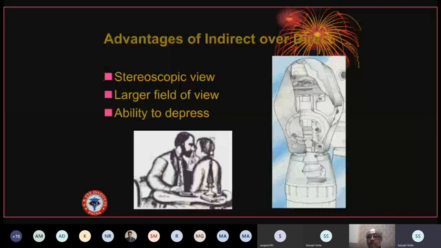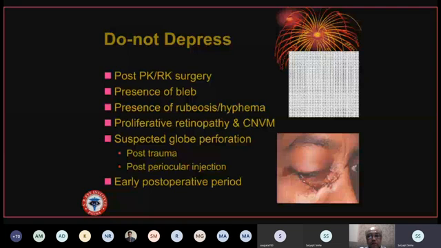Now, this is the answer to one of the questions which the PGs were asking. When do we not depress? We do not depress post PK or RK surgery, especially if it's a very recent surgery, less than 1 month. Presence of any bleb. Okay, you depress nicely when there is a bleb, and then you get a call from the glaucoma consultant screaming at you, what have you done to my bleb? It's all become flat. Presence of rubeosis, hyphema, you don't want to depress and increase the bleeding further.